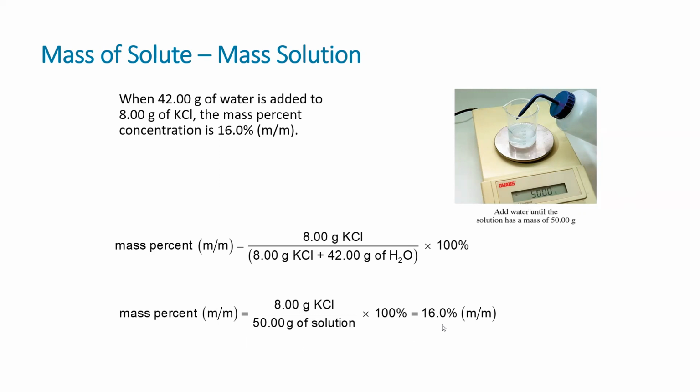and we would report our answer to 3 significant figures because 8.00 is the minimum number of significant figures in our calculation. So we can report this as 16.0%.